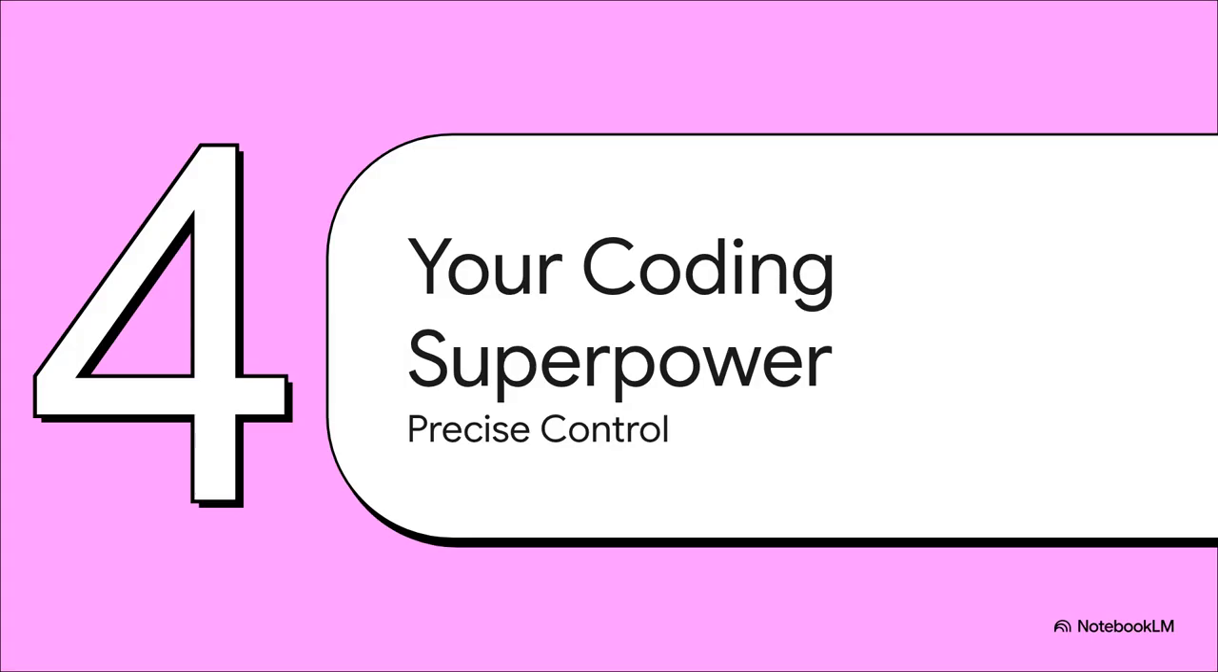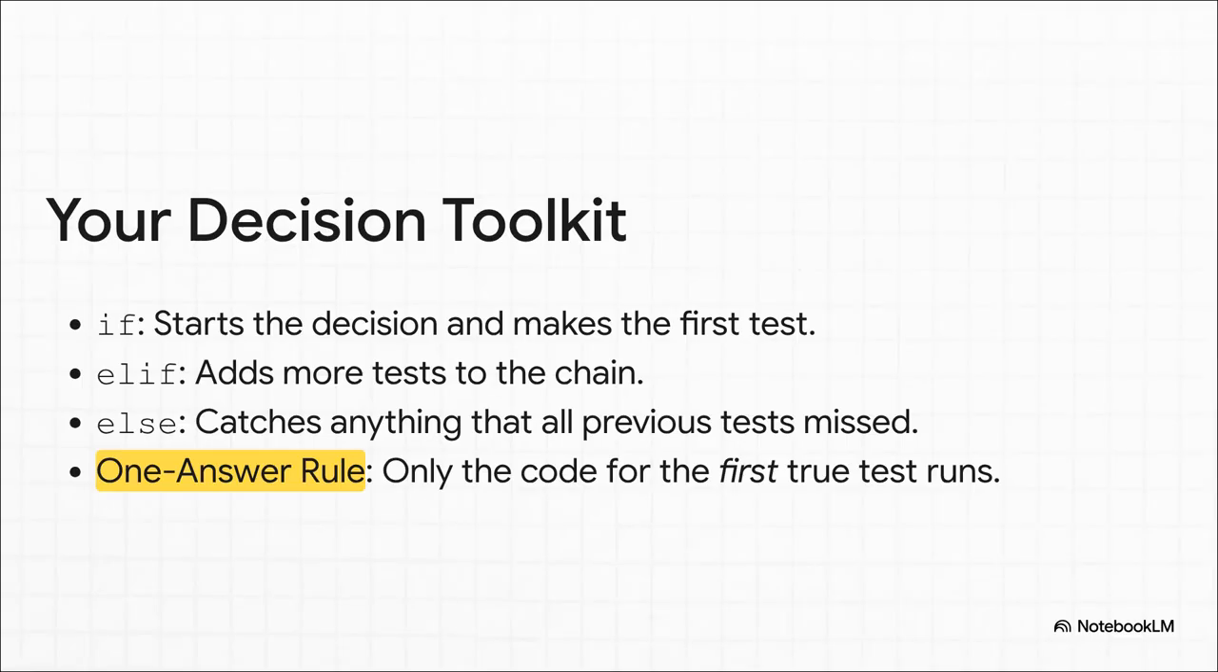Honestly, once you really get that one answer and done rule, it's like unlocking a coding superpower. It gives you such precise control over how your program actually thinks. So, let's do a quick recap of your new decision-making toolkit. You always kick things off with an if. You can add as many extra options as you want with elif. You can have a final safety net, a catch-all, with else. And the golden rule, the one-answer rule. The whole thing stops as soon as it finds the very first true condition.